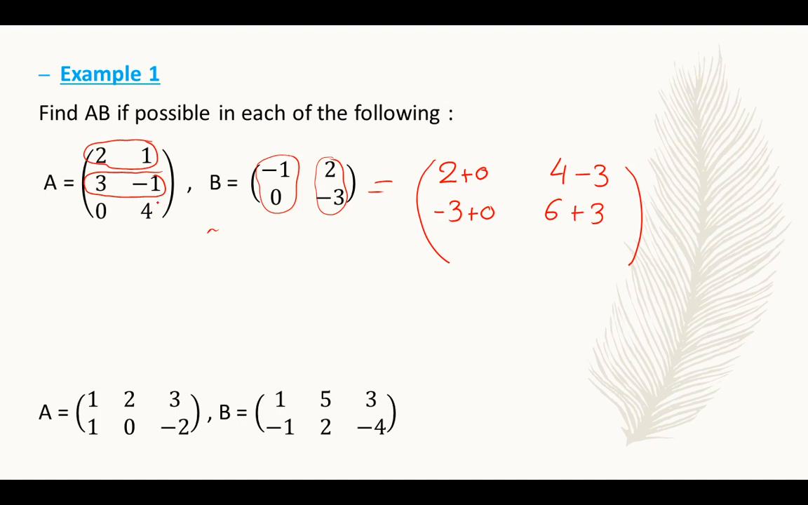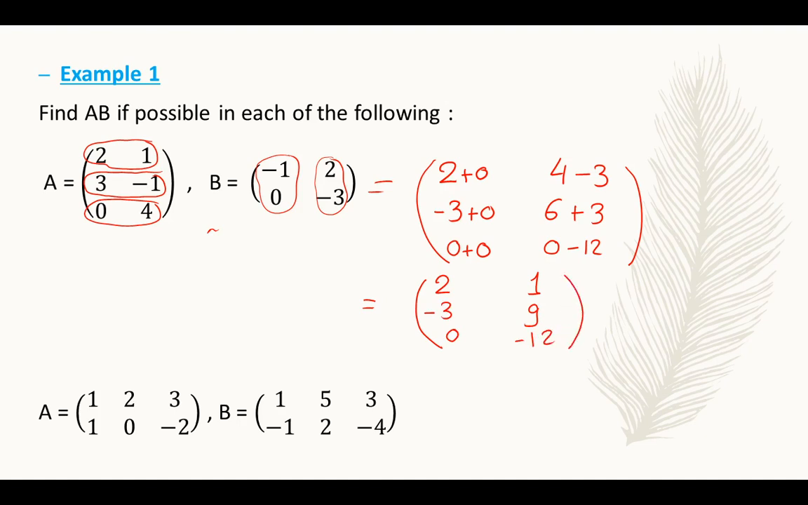And last, we will multiply the third row by the first column: 0 times negative 1 will be equal to 0, and 4 multiplied by 0 will be equal to 0. And the third row by the second column: 0 times 2 will be equal to 0, and 4 times negative 3 equals negative 12. So the resultant matrix will be: -2 plus 0, -2. 4 minus 3 equals 1. Negative 3 plus 0, negative 3. 6 plus 3 equals 9. 0 plus 0, 0. 0 minus 12 will be equal to negative 12.